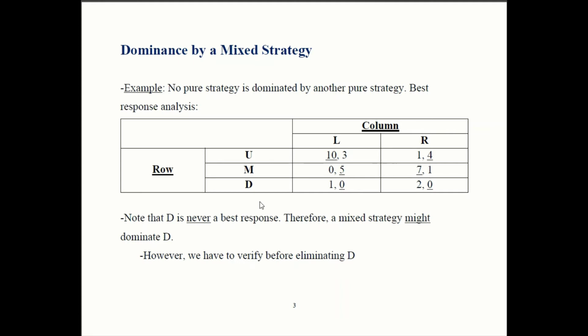That suggests that down might be dominated. The keyword here is might. In the past, some of my students have just assumed that because it's never a best response, you can just get rid of it. That's actually not always true. We'll see some examples later on that prove that point. Because down's never a best response, you should be suspicious. Don't get rid of it entirely right away. You've got to do some work first to verify it, but it does alert you that down could possibly be dominated. So we've got to do some verification to double check, and I'll show you how to do that.